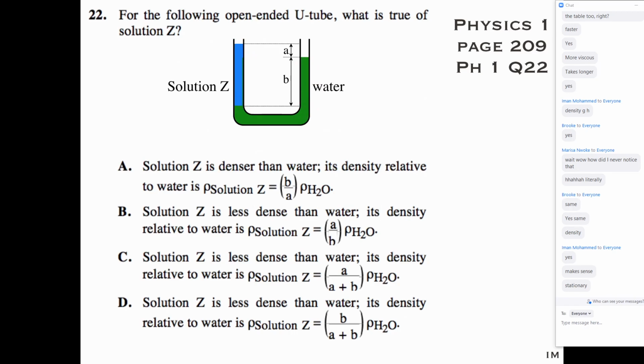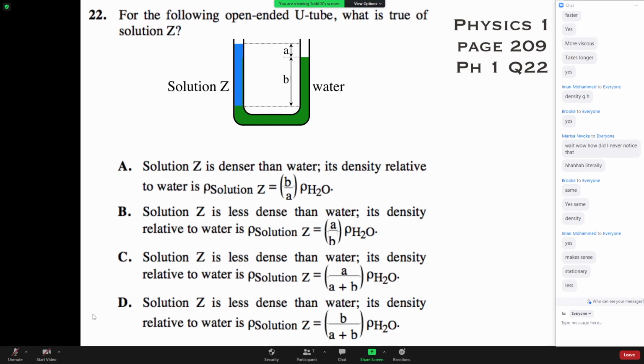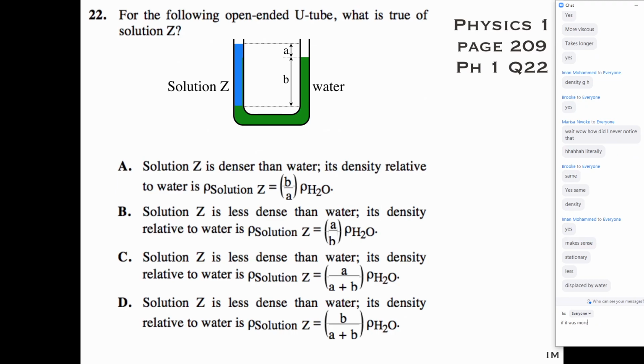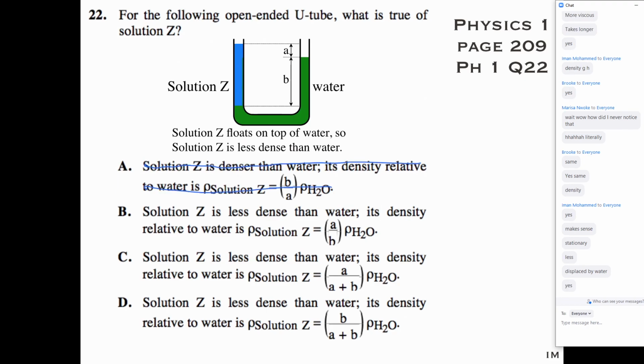For the first part, solution Z is denser or less dense than water. So from this picture, you can tell me whether solution Z is more dense or less dense than water. Less dense. Why? It's displaced by the water. It's floating on top. The less dense is on top, so because it floats on top of the water, it must be less dense. So can I get rid of A based on that? I don't care what the rest of it says. Get rid of that one.